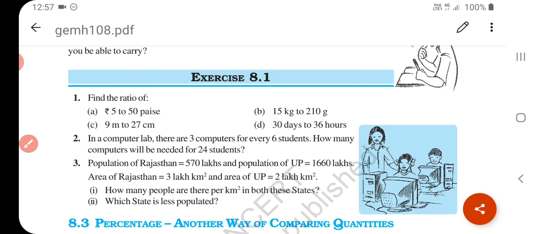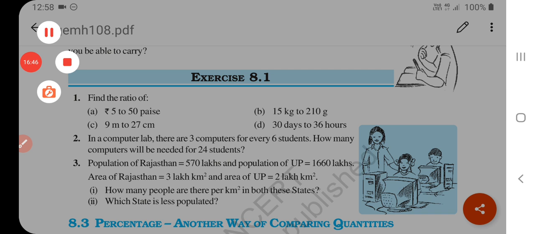Okay, first question you complete in this way. Now second question: in a computer lab there are 3 computers for every 6 students. How many computers will be needed for 24 students? See, 3 computers हैं for every 6 students. So 1 student के लिए कितना होगा? 6/3. Okay, understand? So for 24 students 6/3 into 24. Okay, understand? So this way you complete question number 2.